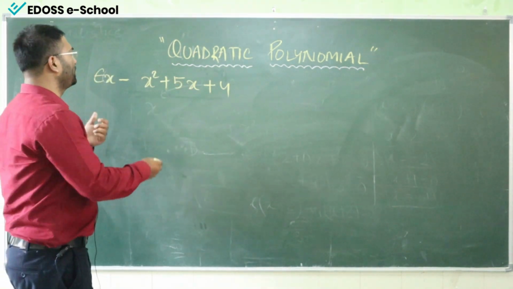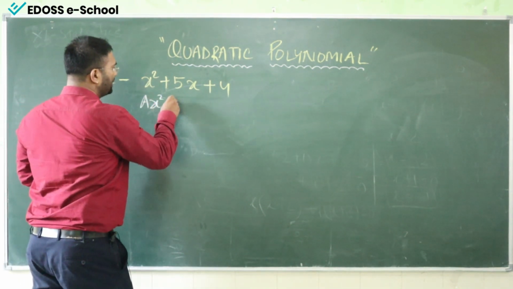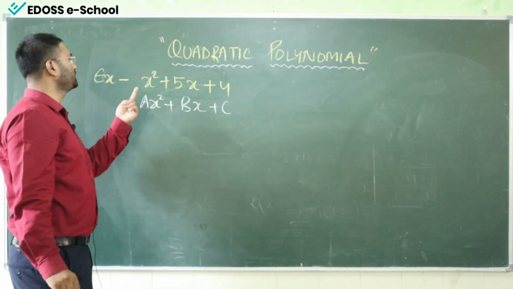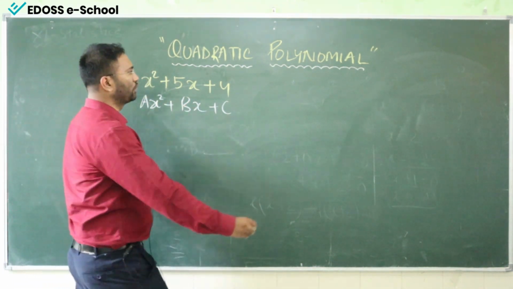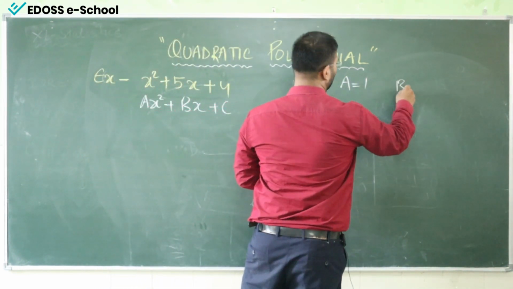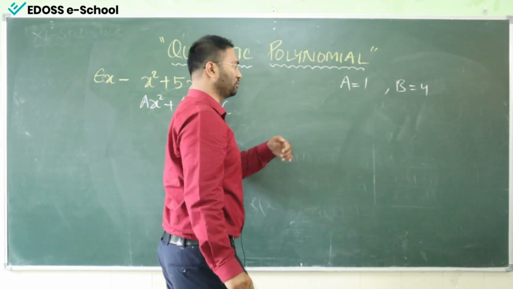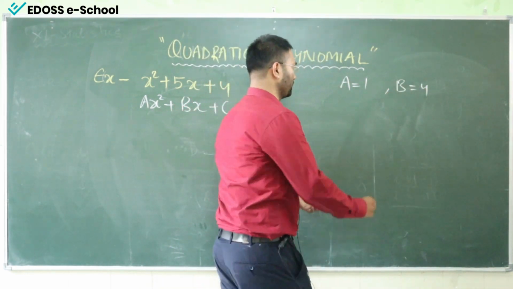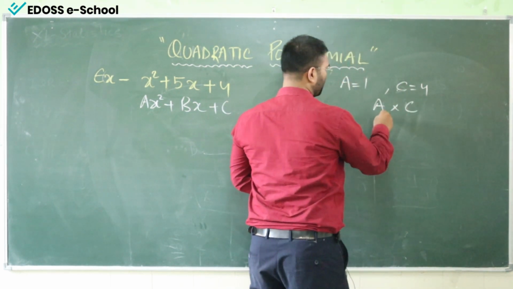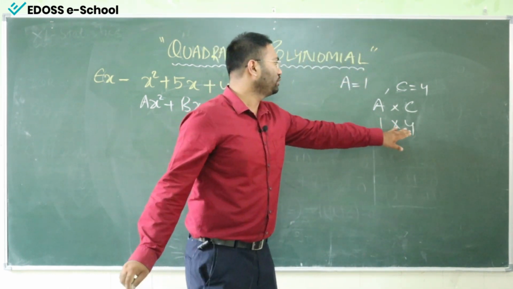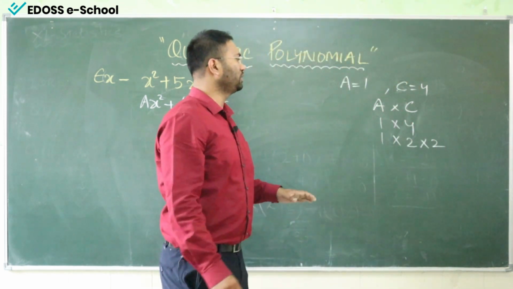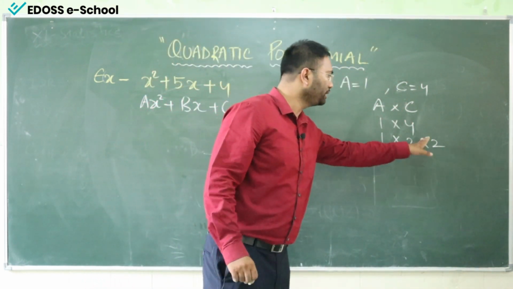Here again we have to think about the standard form of a quadratic polynomial, and what the coefficient of x square is, which is a. Here it's 1, and c, which is a constant, is plus 4. So when we have these values, we have to take out the factors of these two as a product, a into c. Now 1 into 4. As we know, 4 can be further factorized as 2 into 2. So now there are three factors, 1 into 2 into 2.